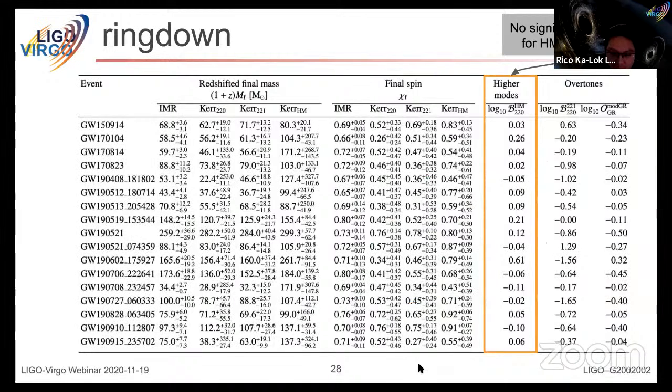If we look at the column for the log Bayes factor of higher modes HM versus 220, a positive value indicates that the data prefer the Kerr HM model more than the Kerr 220 model, and vice versa. We can see that the values are all very close to 0, meaning that we do not see significant evidence of higher modes in ringdown. In particular, the highest log Bayes factor is just 0.61, which is small. Next slide, please.